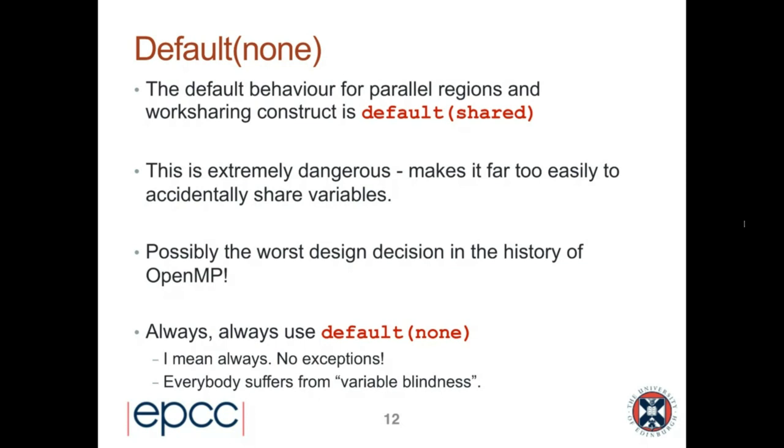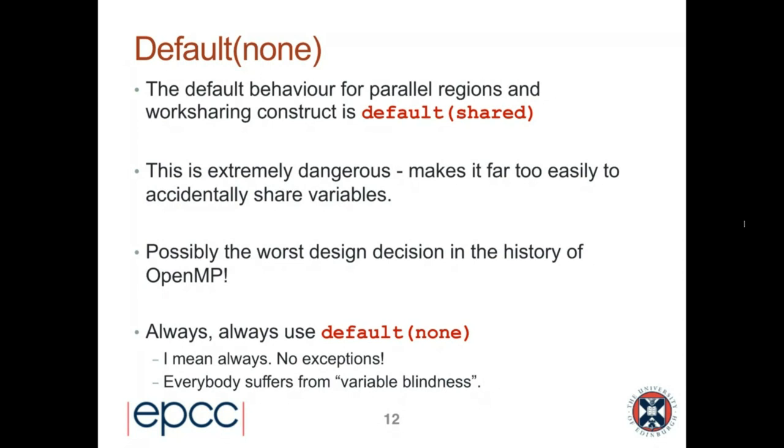I did mention this point when we were talking about shared and private variables, but I think this is important, so I'm going to make the point again here. Just remember that the default behavior for parallel regions, work sharing constructs and task constructs as well is essentially default shared. That's very dangerous. It makes it far too easy to accidentally share variables. This is probably the worst design decision ever made at the beginning of OpenMP, to make the default behavior for any variable that you don't specify in a clause to be shared. So my advice is always use default none and explicitly declare all the variables that appear inside the parallel region.